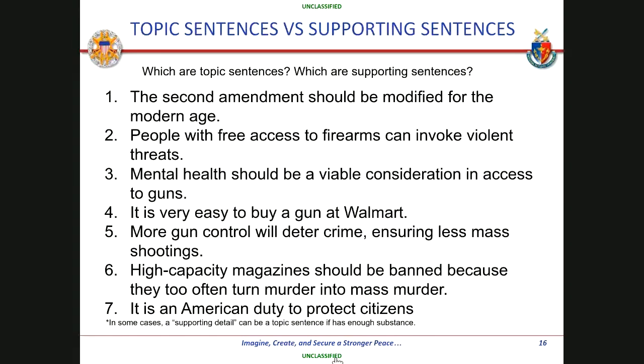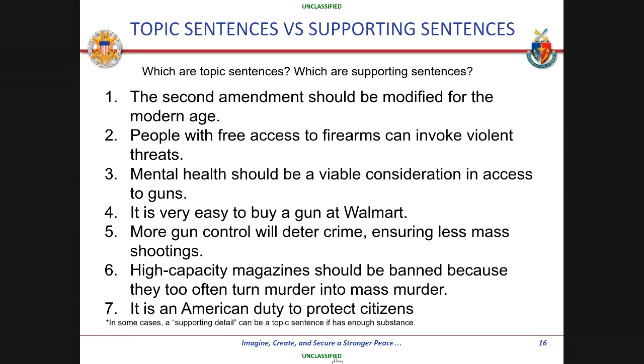Supporting sentence. Jasugo, why is this supporting sentence? Okay. When we compare to that first one, it looks a little bit narrow, I think. Yeah, it's too narrow, right? Okay, Roberto, you said it could be both.